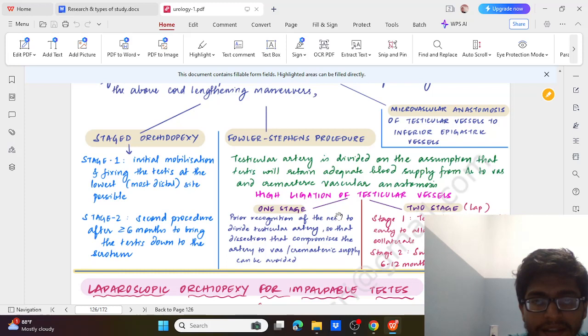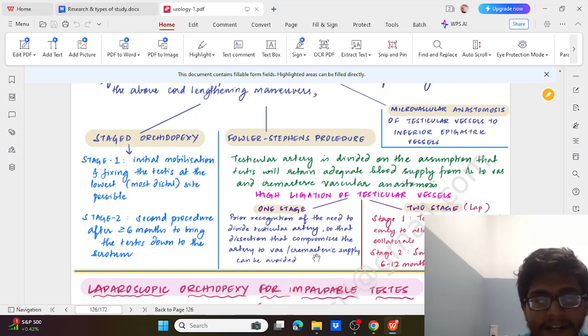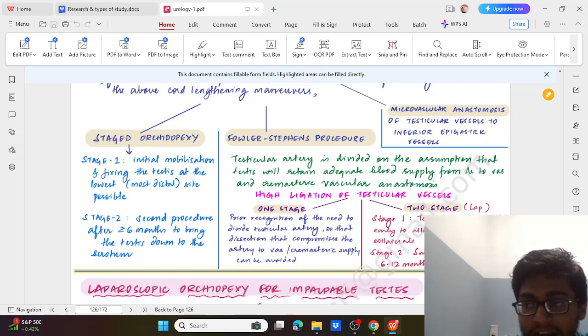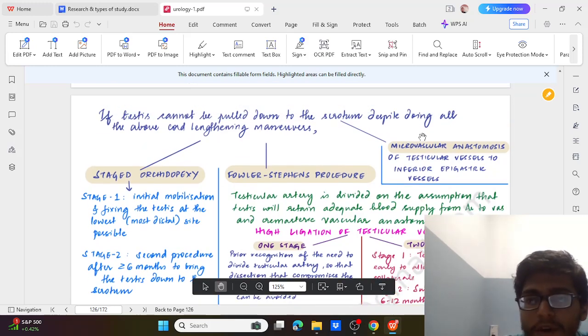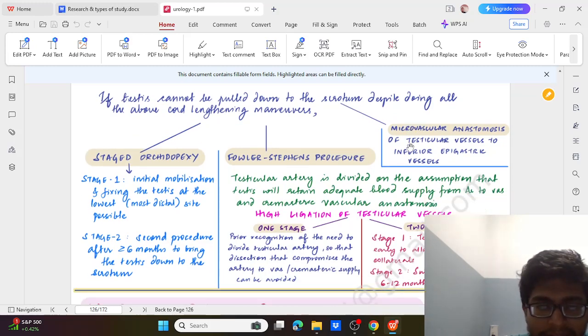Also, this can be done with high ligation of the testicular vessel in 1 stage or 2 stages. But here prior recognition of the need for division of the testicular artery is needed, so that dissection that compromises the artery to the vas or cremasteric can be avoided. In the 2-stage, which is a laparoscopic technique, in stage 1 the testicular artery is ligated and allowed to develop collaterals, and subsequently orchidopexy at 6 to 12 months is done. Then we can also go for microvascular anastomosis of the testicular vessel to the inferior epigastric vessel.